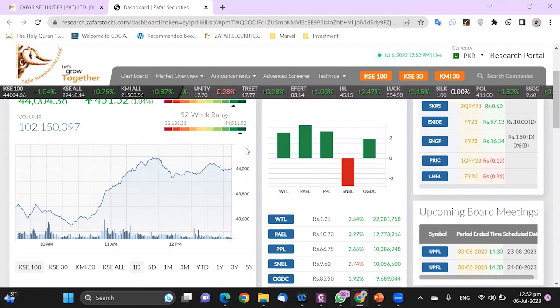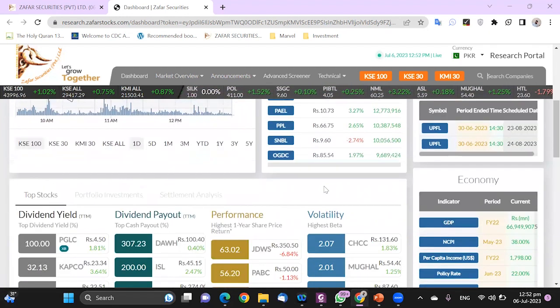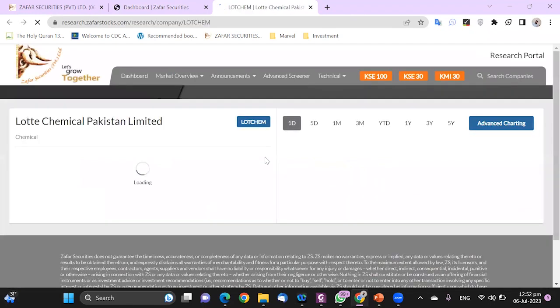Fundamental analysis and technical analysis are not the scope of this video. I will show you a very simple way from which you can select a stock for your portfolio, which will be a lot helpful depending upon your requirement. So let's check out one stock, Lotcam. This is a Pakistan stock. Let's see.